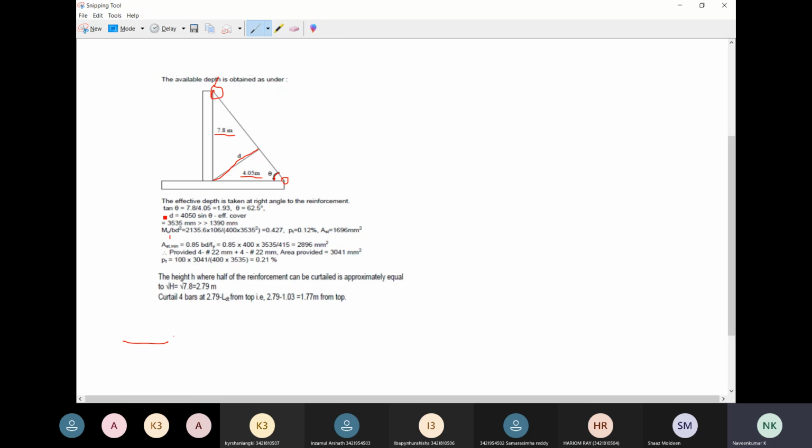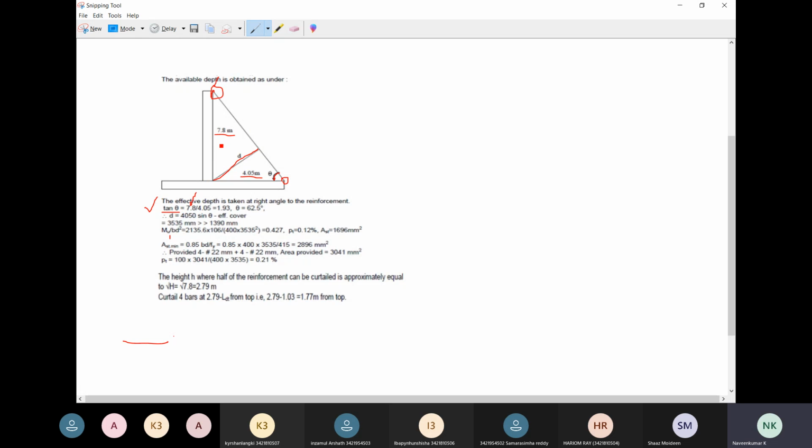How will you calculate the effective depth? You know tan theta, considering the trigonometry properties. For sine, cos, tan, there are different sides. For sine, it is opposite by hypotenuse. Similarly for cos, it is adjacent by hypotenuse. For tan, it is opposite by adjacent.